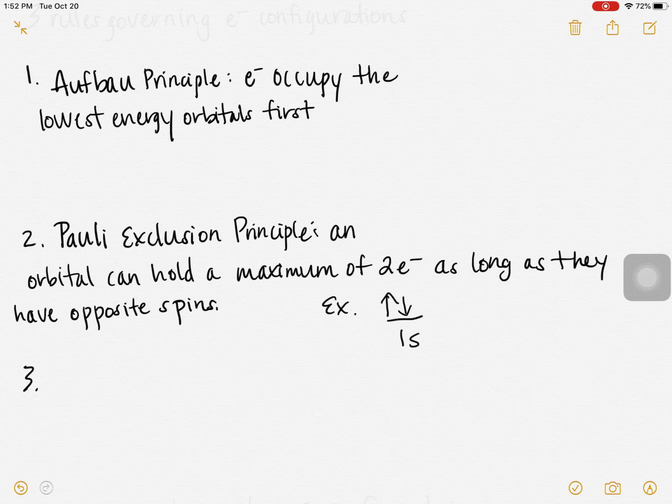So 2 electrons can live in the 1s, or 2 electrons can live in any orbital as long as they have opposite spins. This is good, but you could never see something like this, because that is no good.